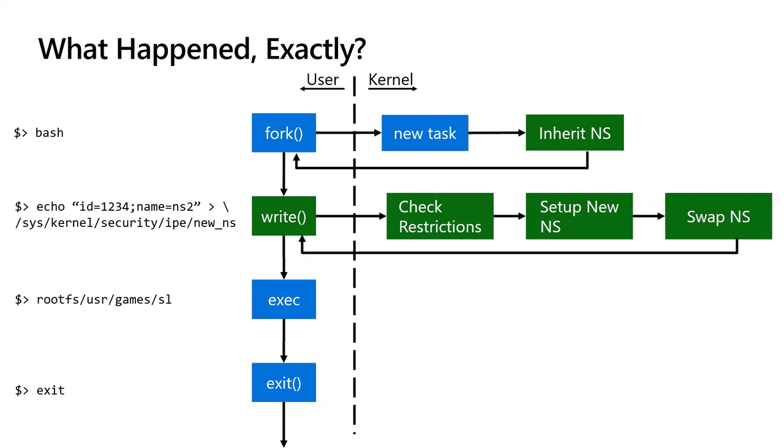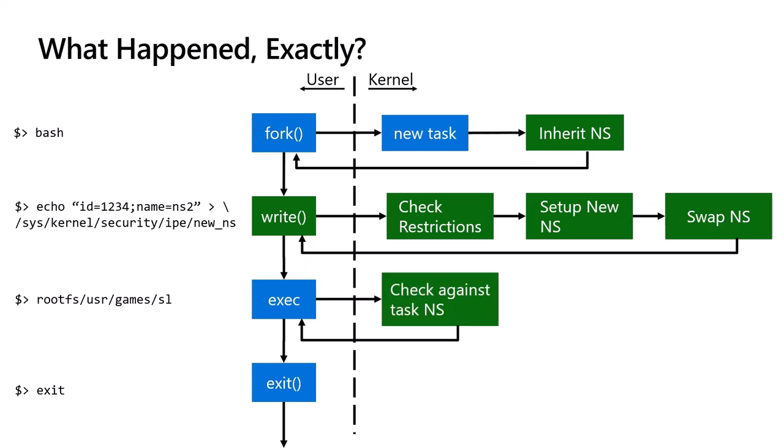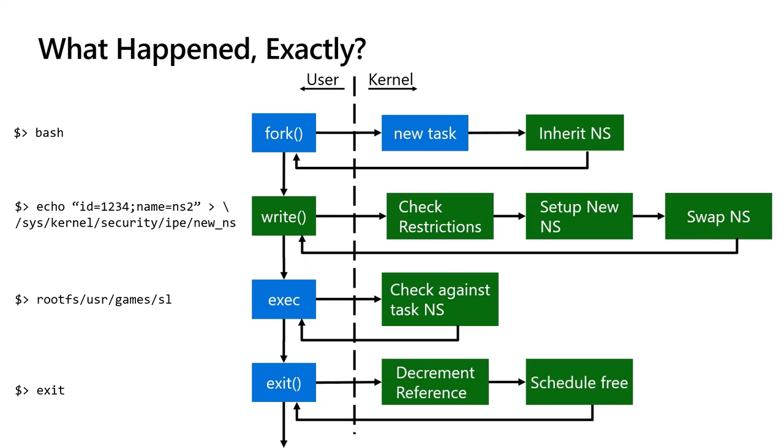That we've already set up and made sure that it's completely active, and then we return to write. When you call exec, we just check against the task's active policy. So that's in that context that I was talking about earlier, the namespace itself. And then when something calls exit, we decrement the reference, and when that reference count equals zero, that means there are no more policies that reference it. And we schedule the free. Pretty easy.